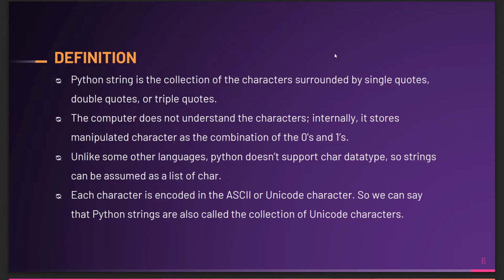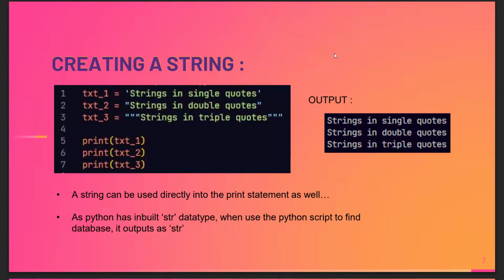We can say collection of characters or collection of Unicode characters, because every character in the string is encoded in Unicode. That's why we say Python strings are a collection of Unicode characters. This is the definition. Now we will see how to create a string. This is the format. As I said in the previous slide, we can create a string in single quote, double quote or triple quote.